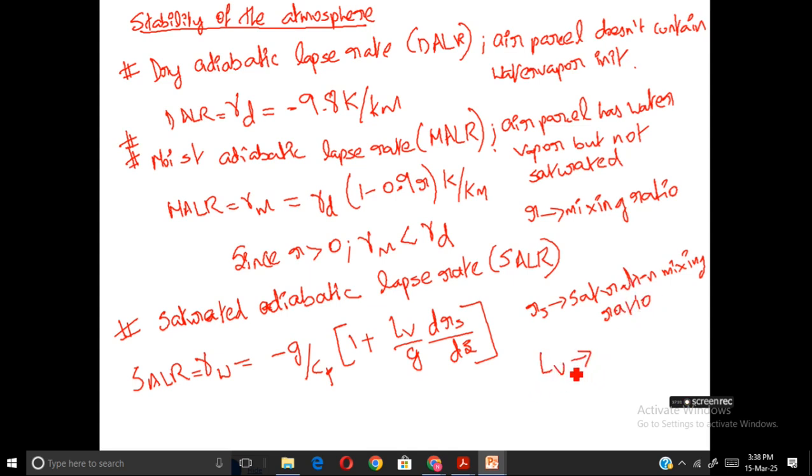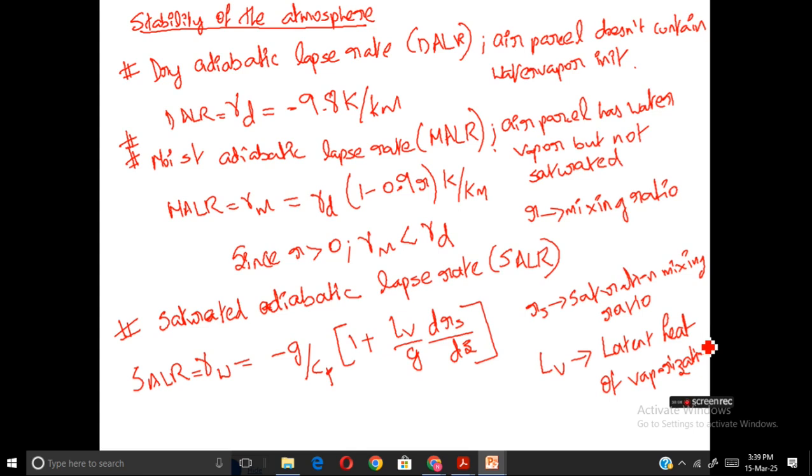So once the parcel is saturated, condensation will start to occur in the parcel. So there will be a release of latent heat. That's why this additional term LV by G into dRS by dZ is coming. LV is the latent heat of vaporization. So gamma W equals minus G by Cp into 1 plus LV by G into dRS by dZ.